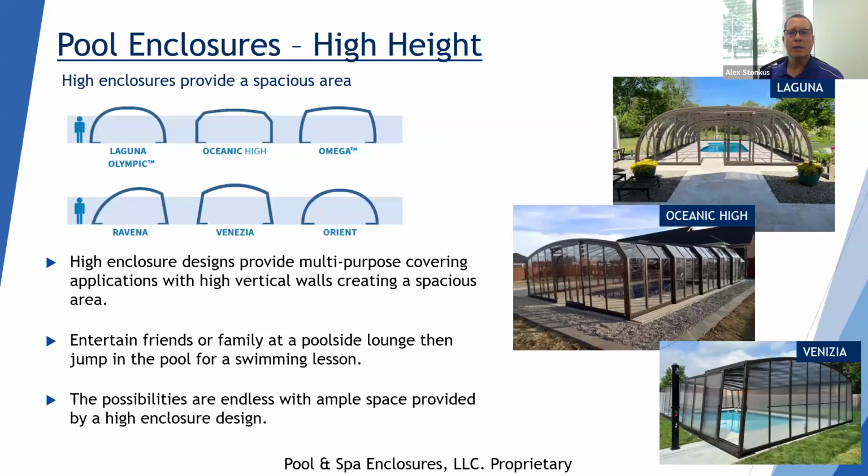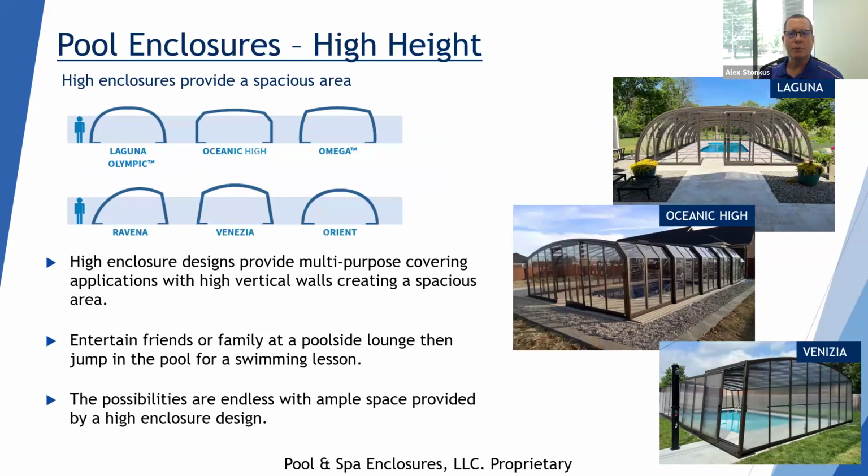And we get into our high height enclosures. Generally, these are from 7.5 to about 12 feet high. And I always tell people, why go any higher than 12 feet? Because as we know, hot air rises. So in the off season, you don't want all that hot air sitting up in the roof there.